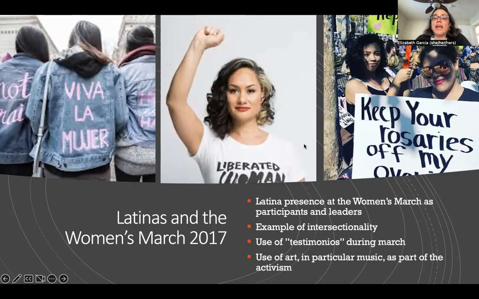So it means that we have to look a little bit closer to find the presence of Latinas even in contemporary feminist activism and events.